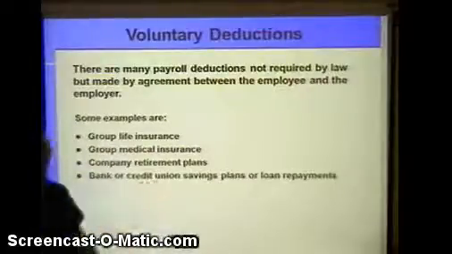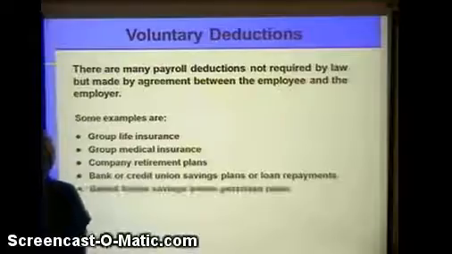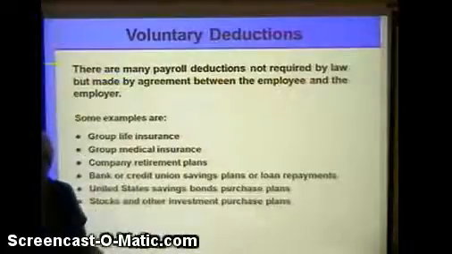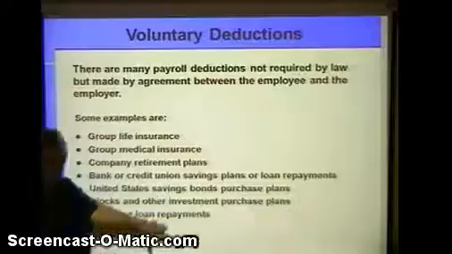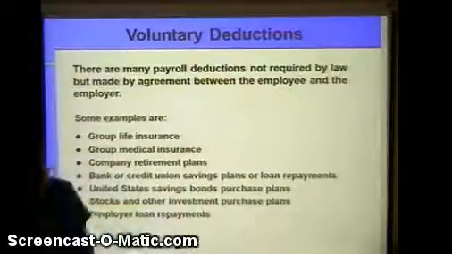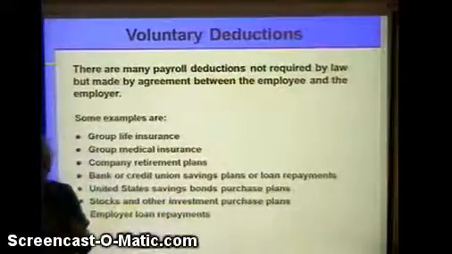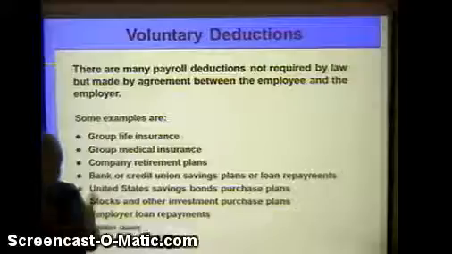Sometimes you can put money in savings plans or buy bonds. There are all kinds of things you can have them take out. Sometimes they take out for a loan from them that you're paying back, or for equipment, your work clothes, things like that, or union dues.